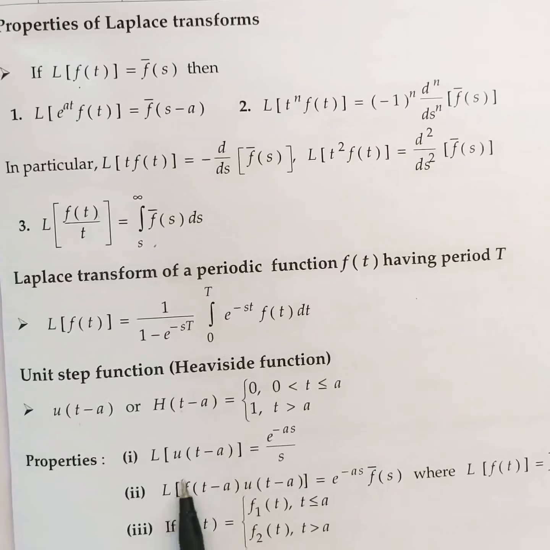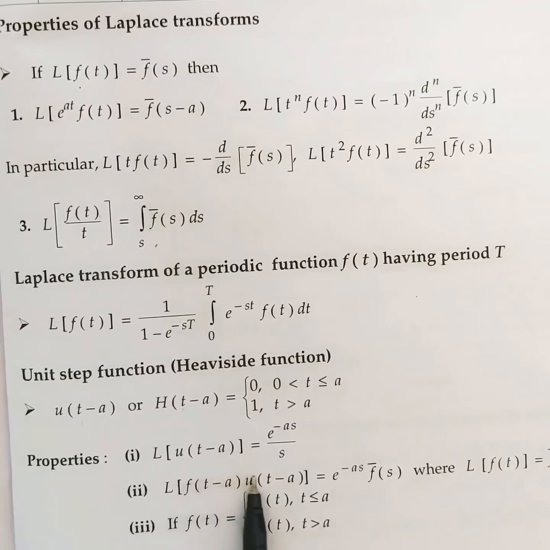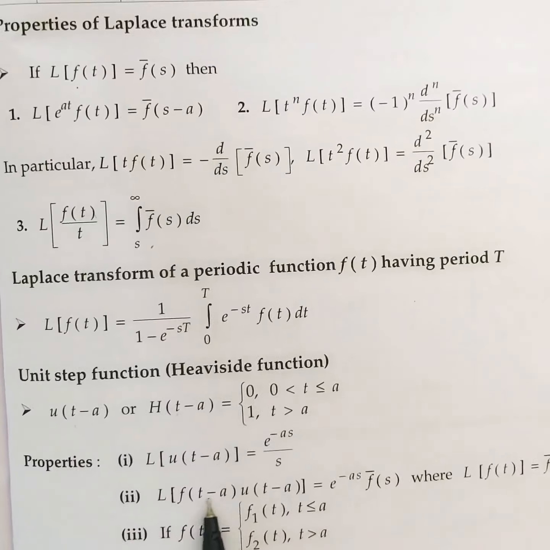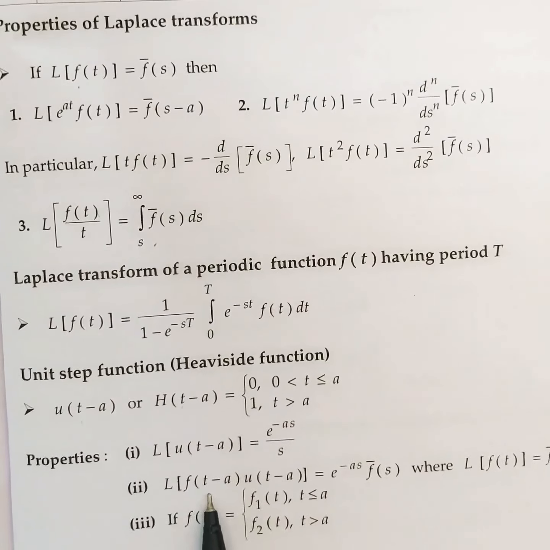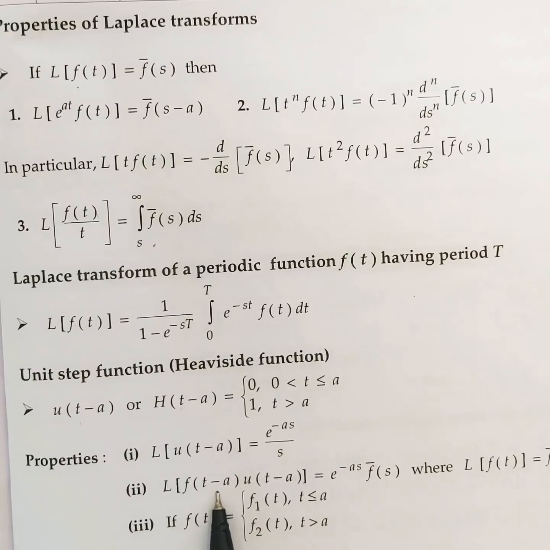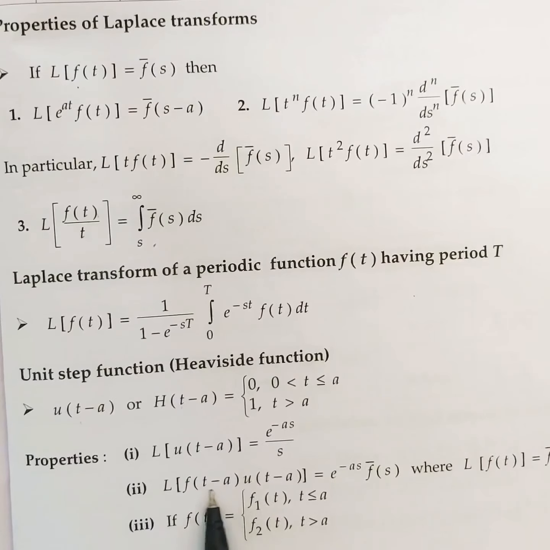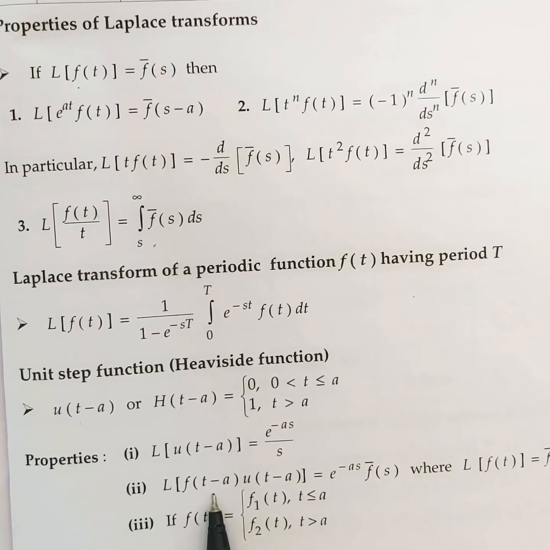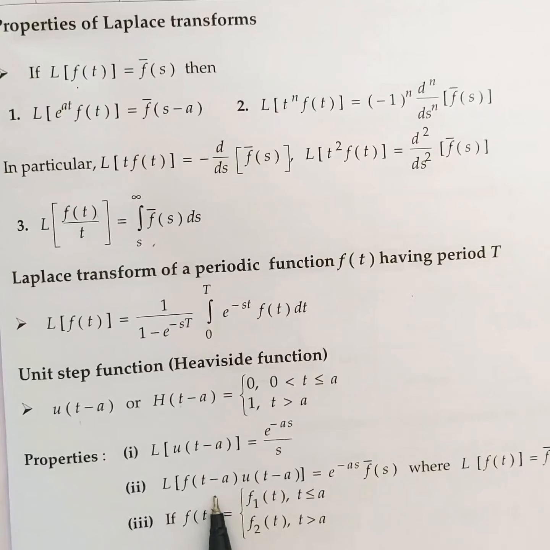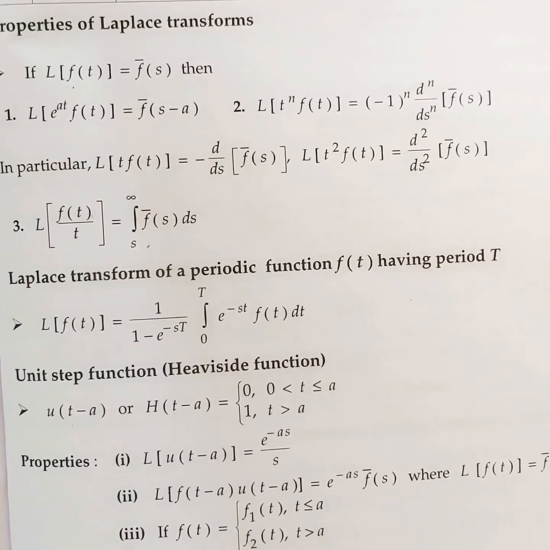So what I will do, if it's u of t minus a, the function next to it is nothing but f of t minus a. From this I will find f of t. Wherever I will replace t by t plus a or t minus a, whichever is required according to this. We will change it and find f of t and find Laplace transform of that function, and finally we will multiply with e power minus as.